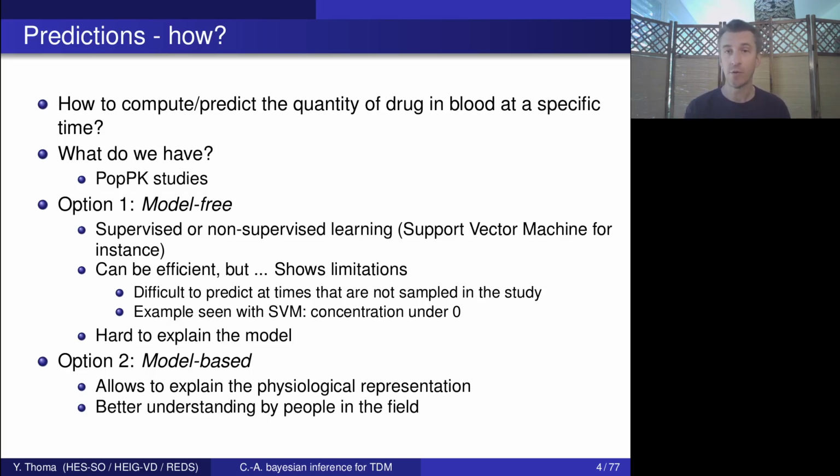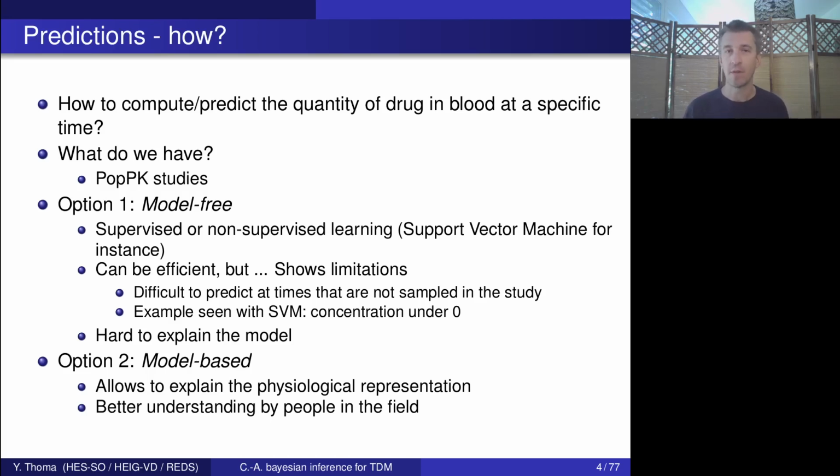So one option is to use model-free systems. It means a kind of machine learning approaches where you just give all the data you have and you try to build a system that from this data can try to predict concentration. It has some limitations. We observed people dealing with support vector machines, for instance, where we could end up with concentration being under 0, which is not that correct in a sense. And one issue is that it's hard to explain such models because it's like a black box where you have an input and an output, and we don't really know what happens inside.